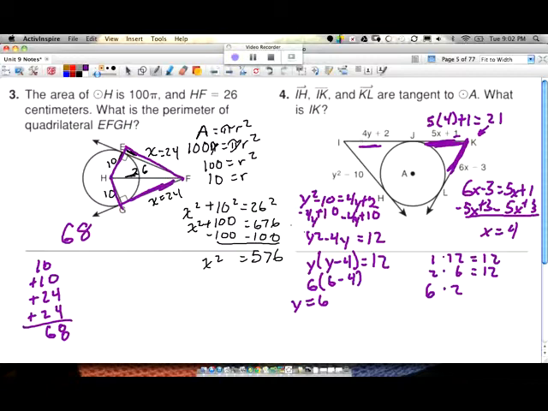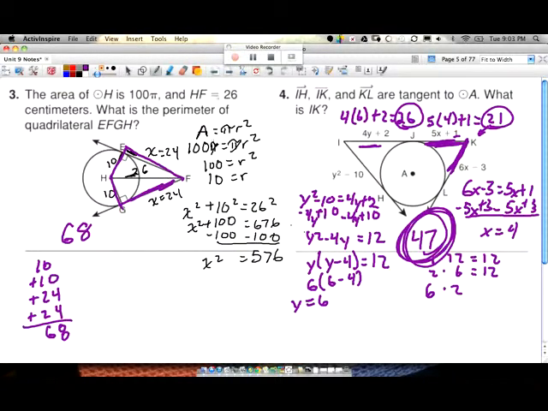Okay, so on the other side it says 4y plus 2, so it's 4 times 6 plus 2, which is 24 and 2, that's 26. So I got 26, 21, put those together, and you got 47.